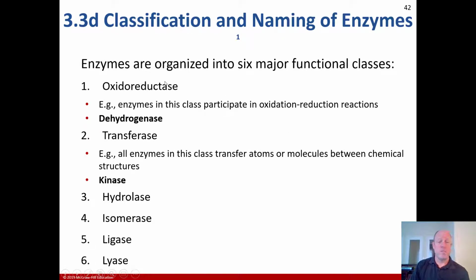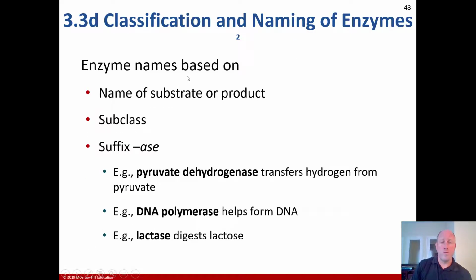And there are also these enzymes, six categories here, major functional classes. Oxidoreductase, which are enzymes in this class that participate in oxidation reduction reactions, okay, like dehydrogenase. Transferase, which transfers chemical groups, like kinase, hydrolase, isomerase, ligase, and lyase, okay. Fortunately for you, you're not going to know every nuance of all of those, but you want to know, generally speaking, which functional categories exist.